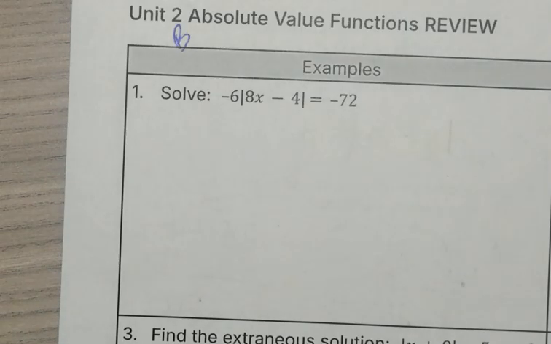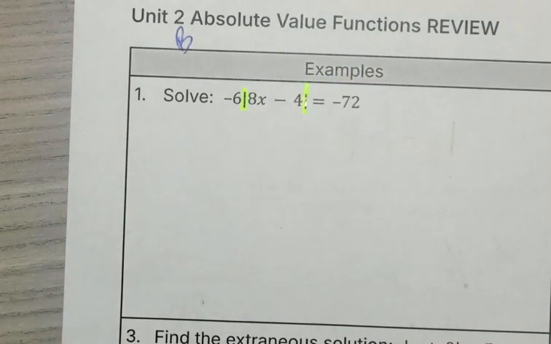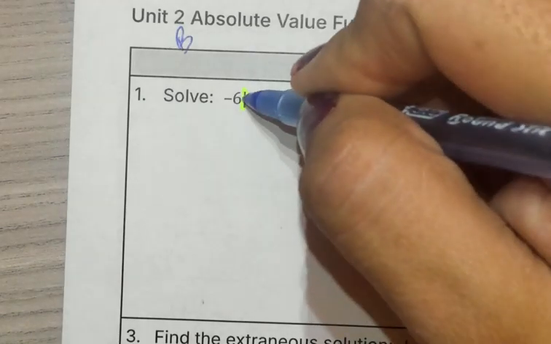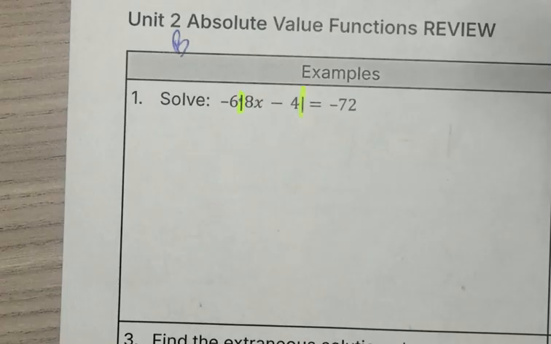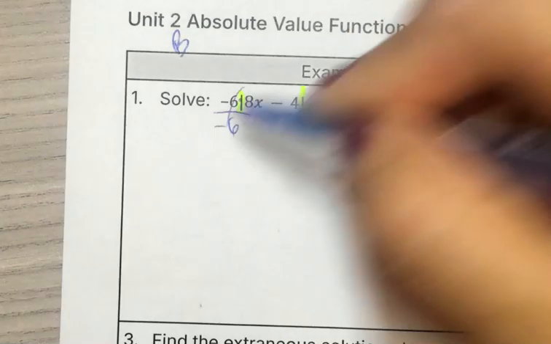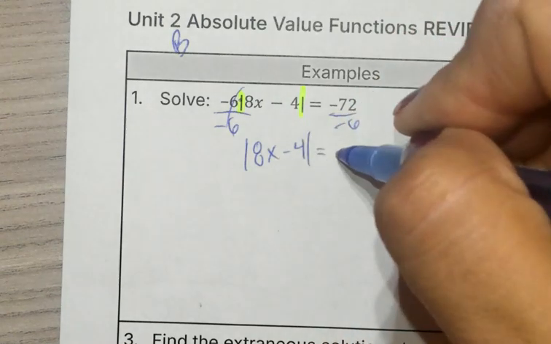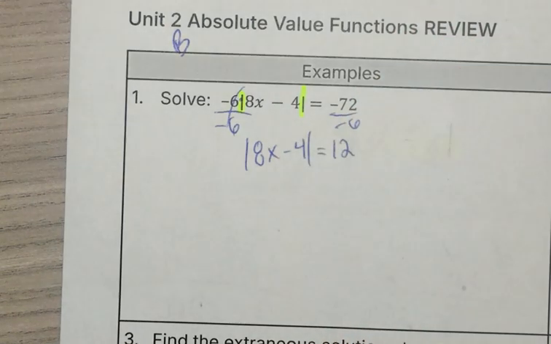Alright, so the first problem is asking to solve the absolute value equation. You want to check that the absolute value is isolated. In this example it is not, so you need to get rid of the -6 in the front. The number in the front is multiplying right now, so we divide to cancel it. And now you have absolute value of 8x minus 4 equals positive 12.